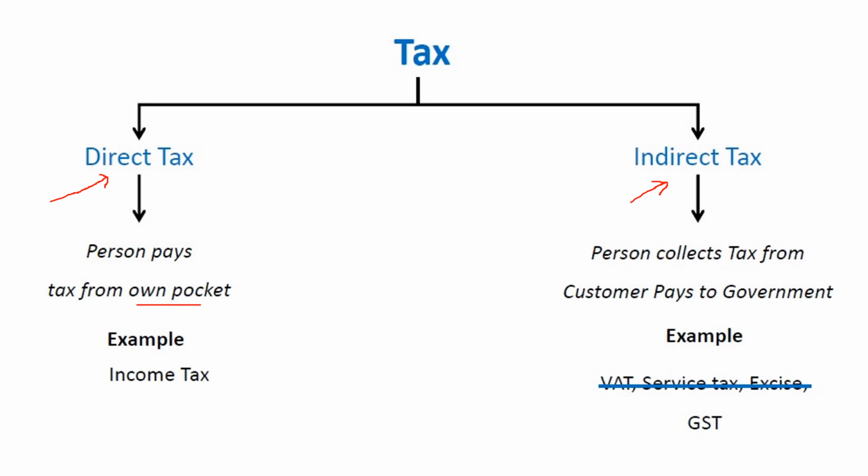Okay, so earlier, VAT, service tax, and excise were the examples of indirect tax. But now what has happened is that GST is all over, that all taxes are included in the GST, that means goods and services tax. Okay, so previously VAT, service tax, excise tax, all these taxes are now included in one tax, that is GST. Clear? So GST is what? GST is an example of an indirect tax, correct?